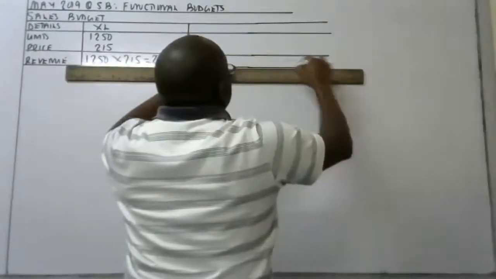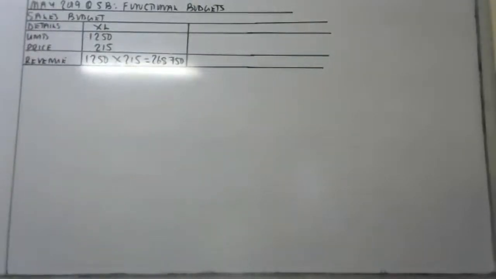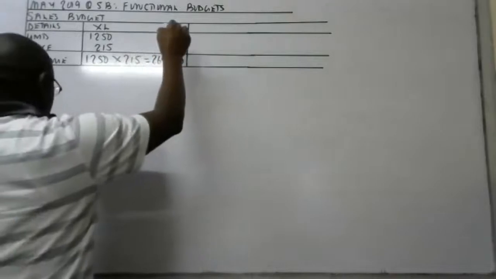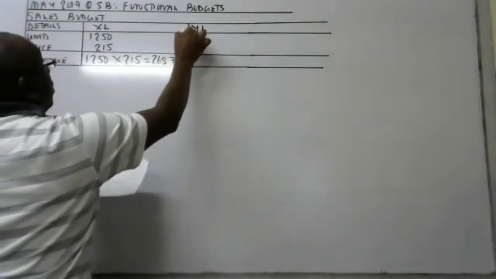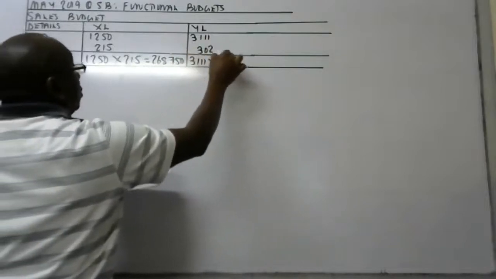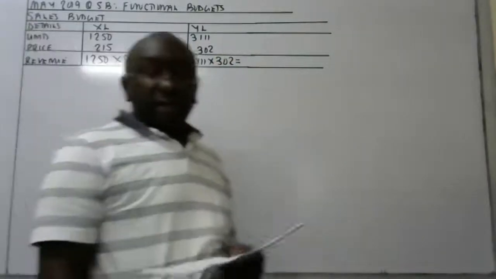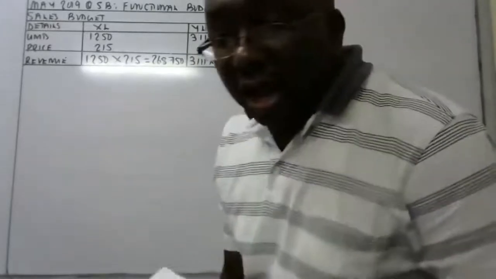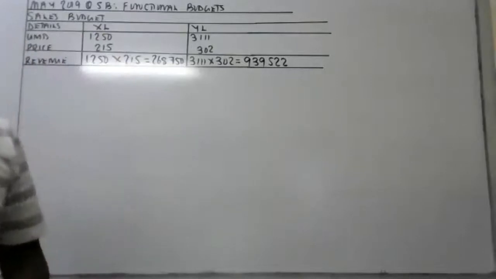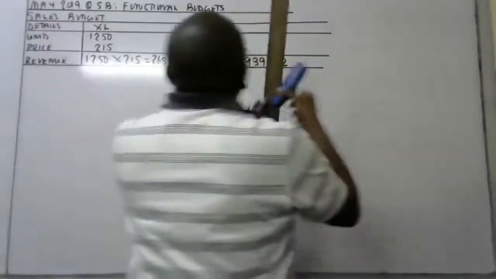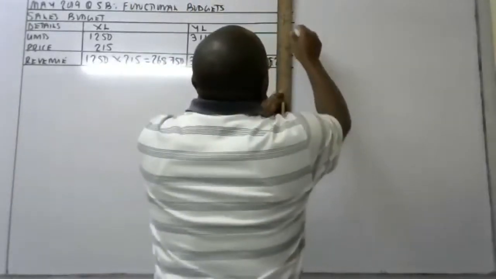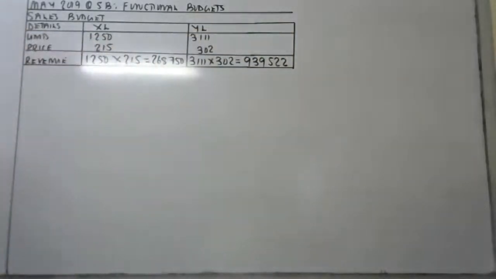We proceed to do the same for the second product, which we can see is called YL. The units are 3011 and the price is 302. So times 302. Multiply that. It is 939,522. So that is the sales budget.